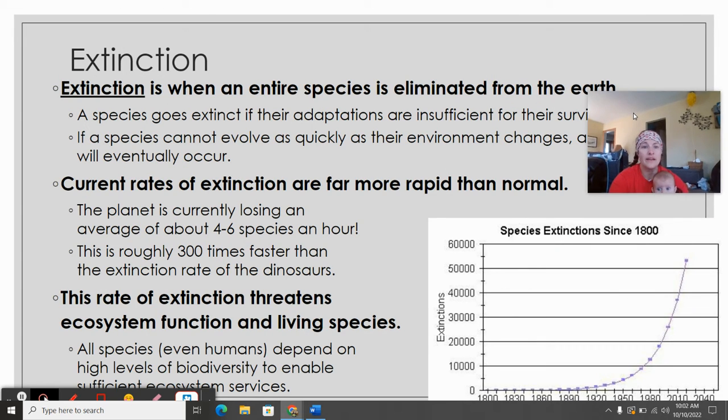So, with extinction, that means that every single member of that species is eliminated. Current rates of extinction are much, much greater than normal. And we are really estimating right now between 4 and 6 species per hour are becoming extinct throughout the world. And we know this from fossil records. So obviously, everything that dies doesn't make a fossil, but using some mathematical algorithms, we can actually figure out how many species perished in each extinction.